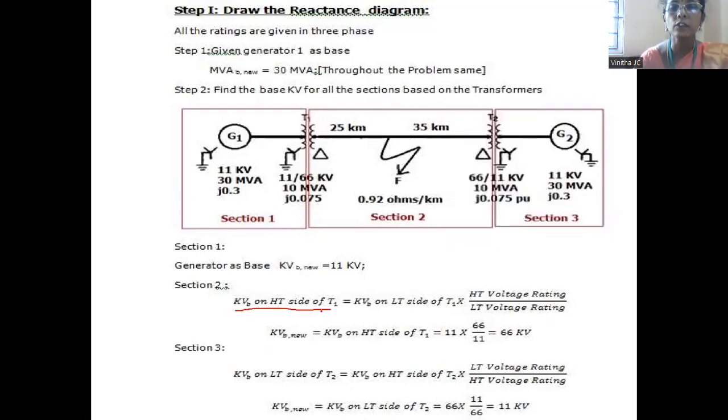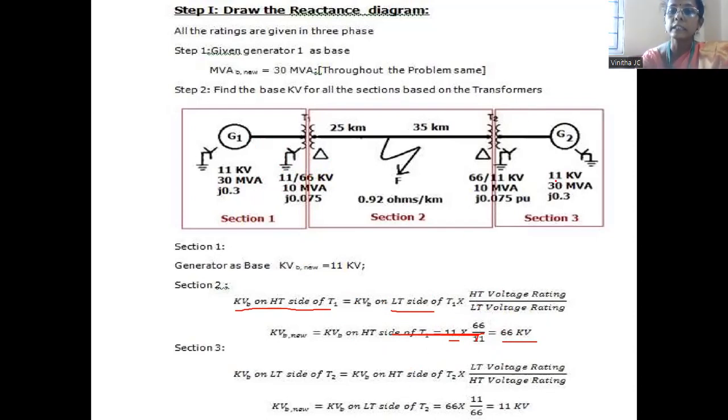KVB on HT side of transformer T1. So what is the formula? KVB on LT side of transformer T1 into HT voltage rating divided by LT voltage rating. What is this LT side of transformer T1? It is nothing but the new kV we have calculated for the first section, that is the new KVB of section 1, the LT side of transformer T1. It is 11 kV, into the HT voltage rating divided by the LT voltage rating of this transformer, which is 66 divided by 11. So this 11 and 11 get cancelled and the answer is 66 kV.